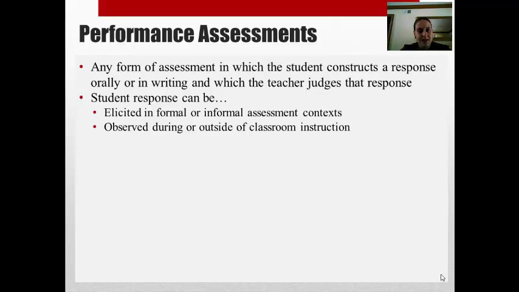The formal assessment context, what we mean by that is like the test, paper pencil type of scenario. Doesn't have to be standardized, right? We're not talking about standardized tests right now. We're talking about classroom sort of assessments. The informal would be something where you are walking around and observing, you are having the students do a project, you are finding different contexts and ways in which to assess the student, okay? And again, this can be observed during or outside of classroom instruction time.